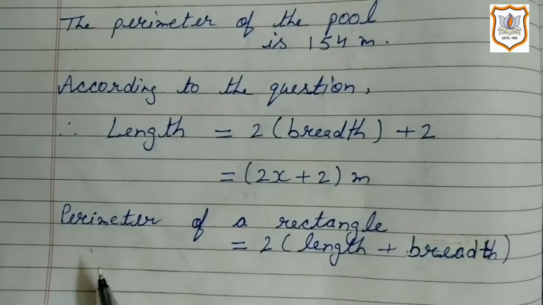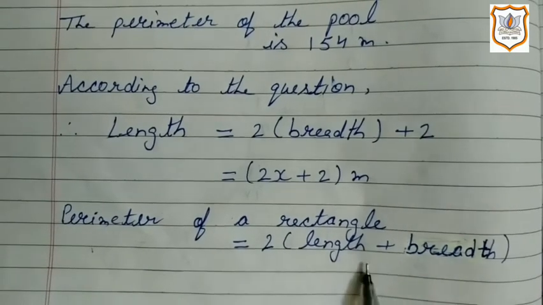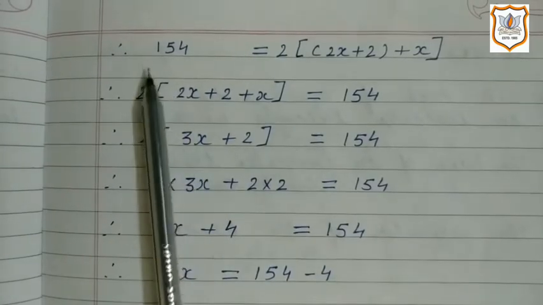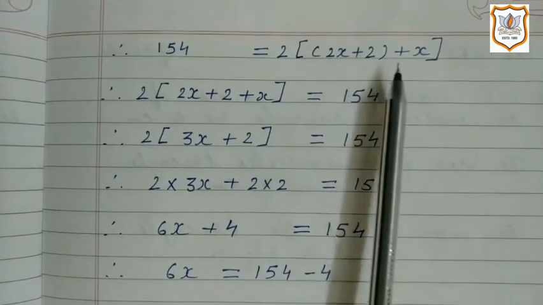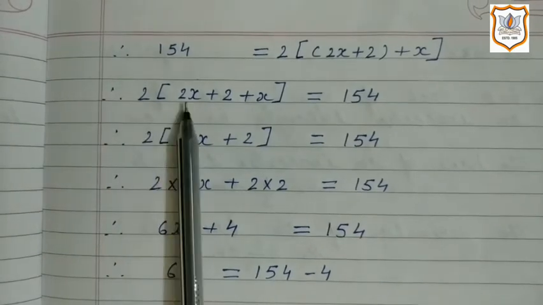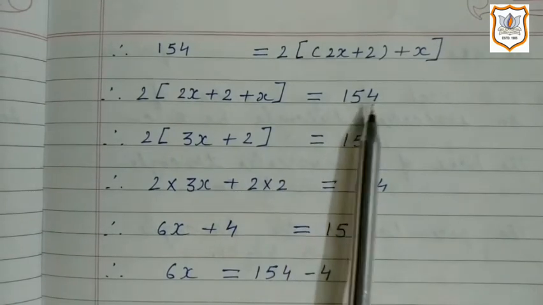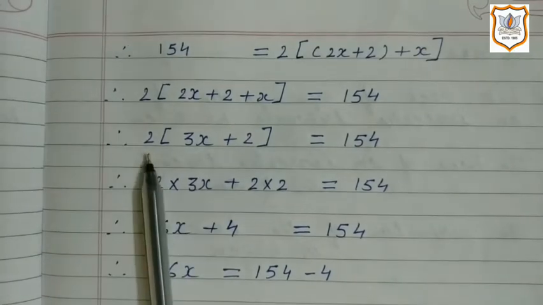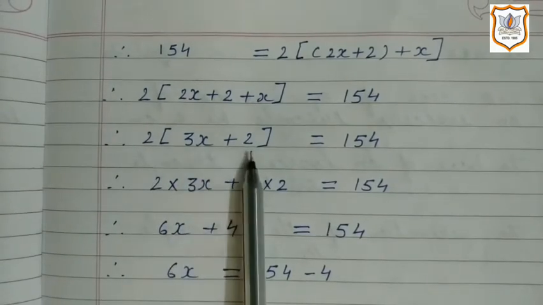As you know, the formula for the perimeter of a rectangle is 2 times length plus breadth. So we write 154 is equal to 2 times length, which is 2x plus 2, plus breadth x. Next, 2x plus 2 plus x is equal to 154. We interchange both sides. Next, 2x plus x is 3x. So 3x plus 2 is equal to 154.